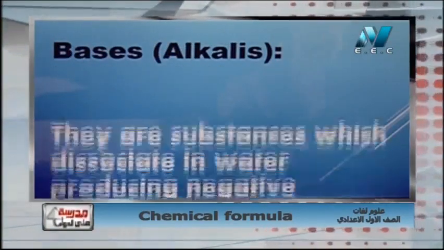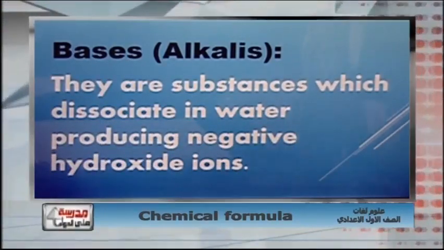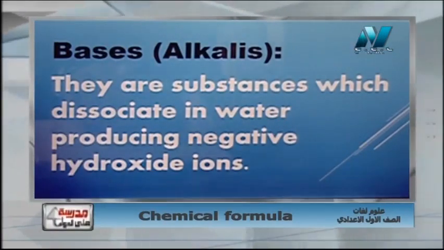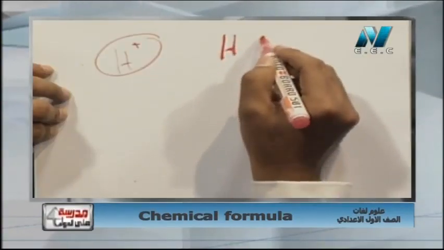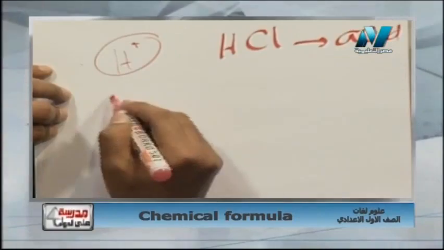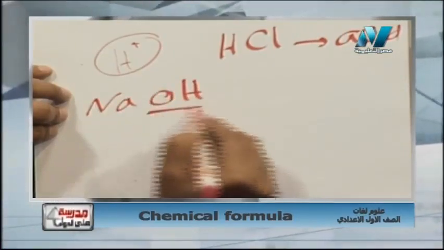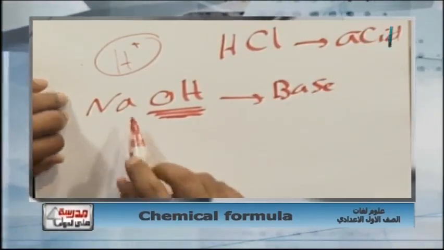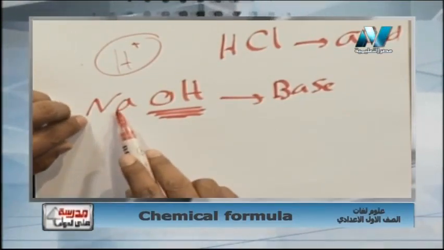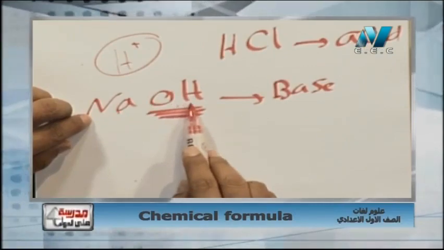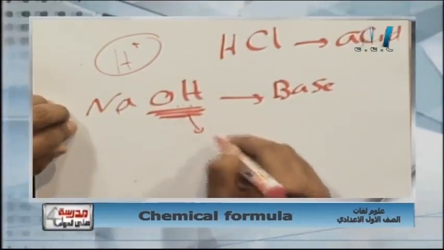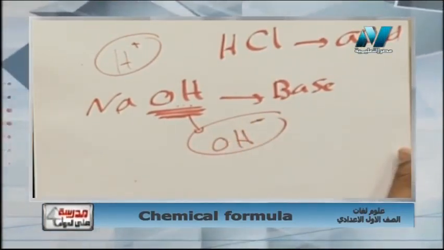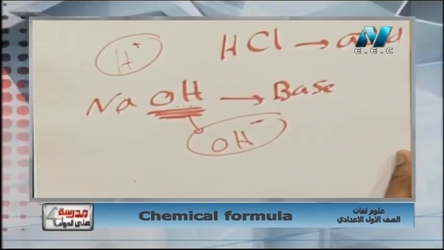Number two, bases, alkalis. They are substances which dissociate in water producing negative hydroxide ions. It ends with OH. As I told you, my dear students, if it starts with hydrogen, it will be an acid, and if it ends with a hydroxyl group, it will be a base or alkali. Bases come from a combination between any metal and hydroxyl group. And when it dissociates in water, it produces negative hydroxyl ion. All properties of bases come from presence of negative hydroxyl ions.